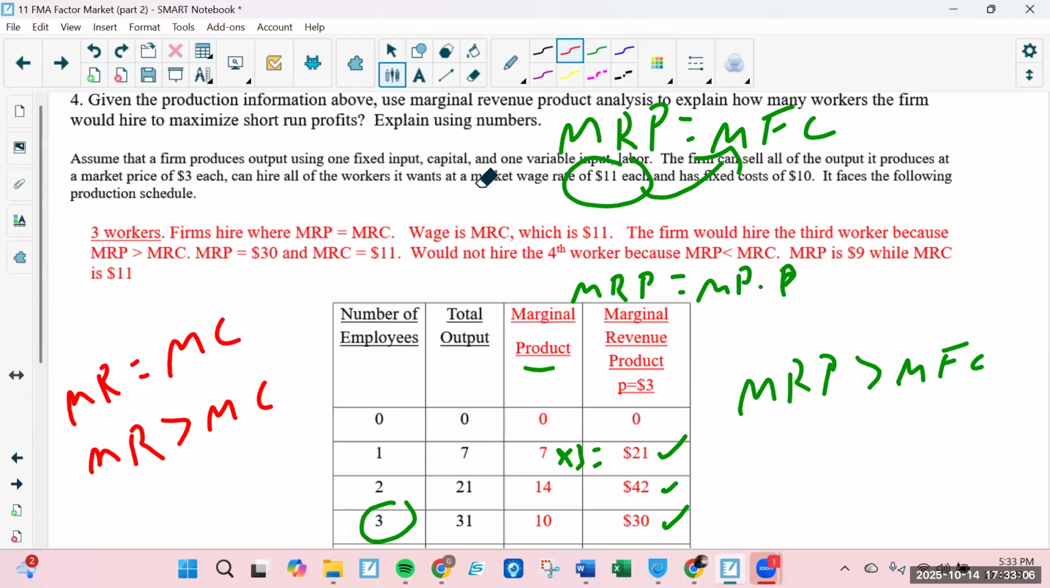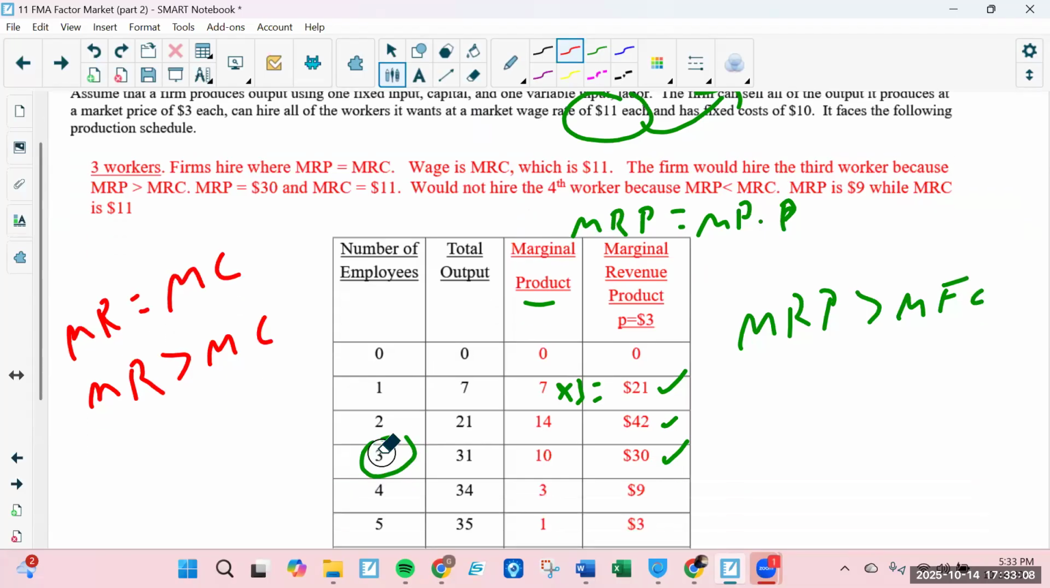So what you'd have to do is say 3 workers, because that's where we stopped. And you'd have to say you want to hire where MRP equals MFC, but you can't. So since MFC is 11, you would hire the first one because 21 is greater than 11. You would hire the second one because 42 is greater than 11. You'd hire the third one because 30 is greater than 11. But you would not hire the fourth because 9 is less than 11. So you have to work through this whole thing and tell them why you stopped where you stopped.